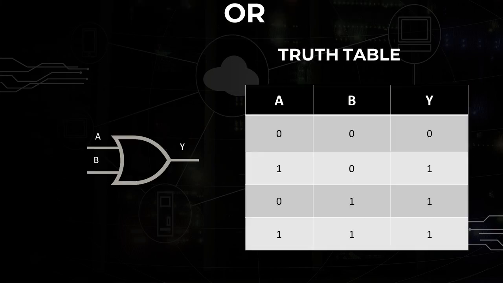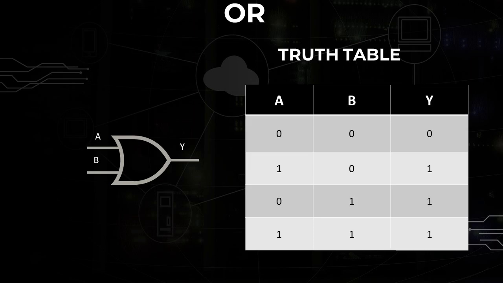Let's start with the first gate, which is the OR gate. This is how the OR gate is represented. The OR gate has 2 inputs and 1 output. Usually digital signals are represented in zeros and ones. 0 indicates no digital signal and 1 indicates a digital signal.